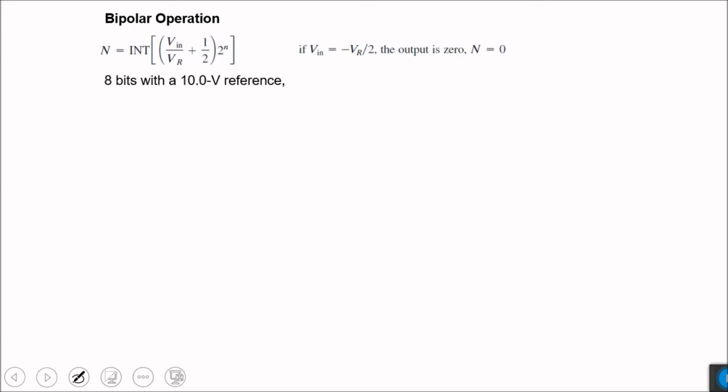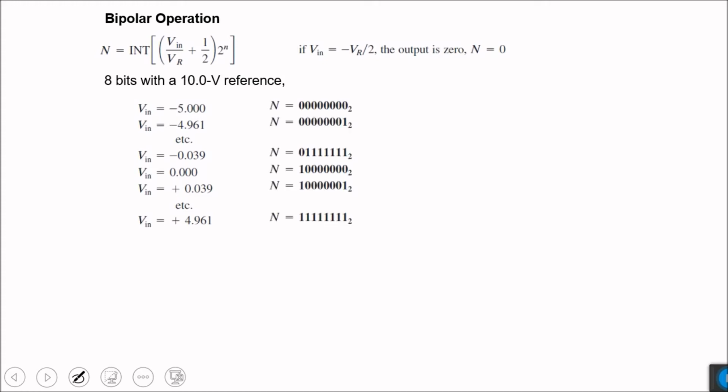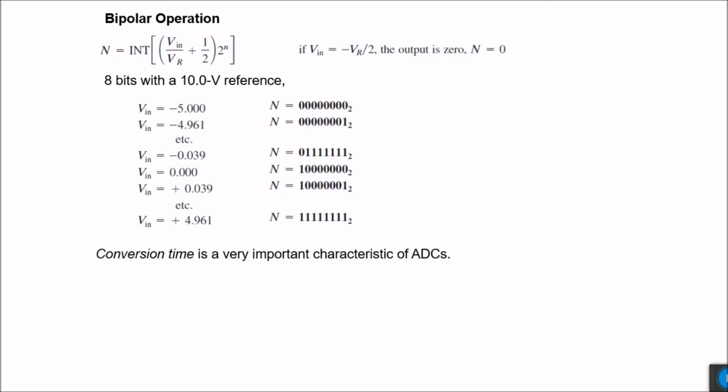So again, elaborating it using an example, an 8-bit ADC with a 10 volt reference can have V in changing from -5 to 4.961. It cannot go up to +5 because of the same limitation as we discussed in case of the digital to analog converters. And the corresponding digital values for all these numbers are mentioned here, and that is very easy to calculate. The most important characteristic of ADCs is the conversion time.